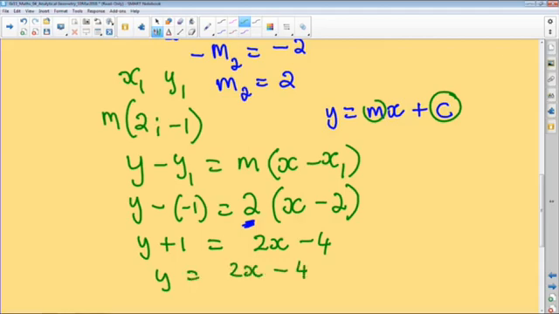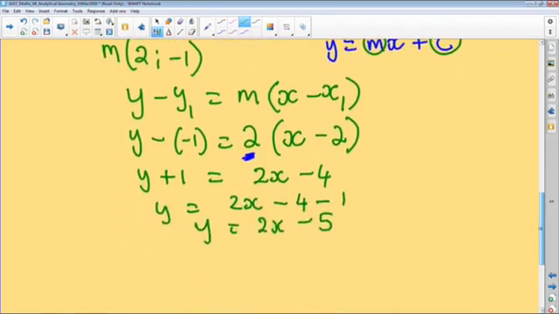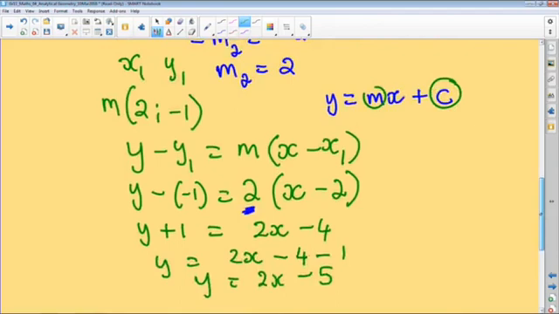Now there's a plus 1. How do you get rid of that plus 1? You subtract a 1 on both sides. So I'm going to subtract a 1, and I get y is 2x minus 5. So y is 2x minus 5 as our final equation of a line that is perpendicular to AC but passing through your M.